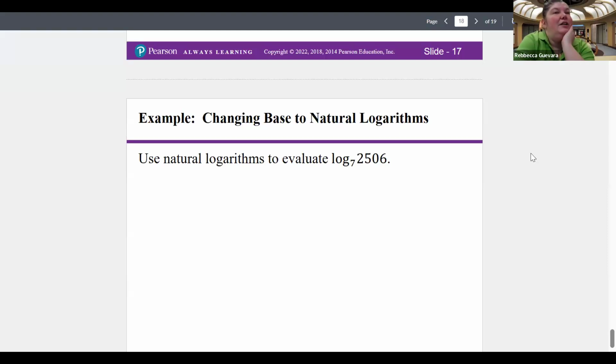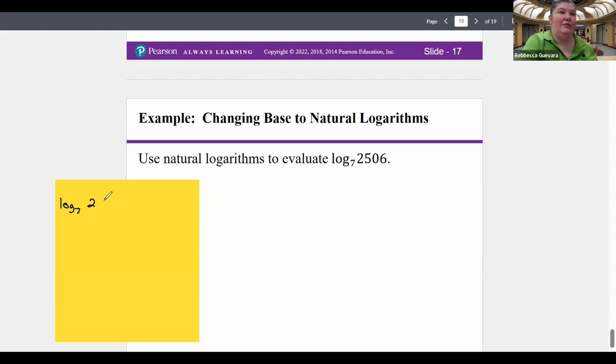Here we want to use natural logs to evaluate the same problem. So we should know what the answer should be, and we should be getting the same answer back. In this case, we would just take log base 7 of 2,506, and all I'd have to do is natural log of 2,506 divided by the natural log of the old base, which was 7.